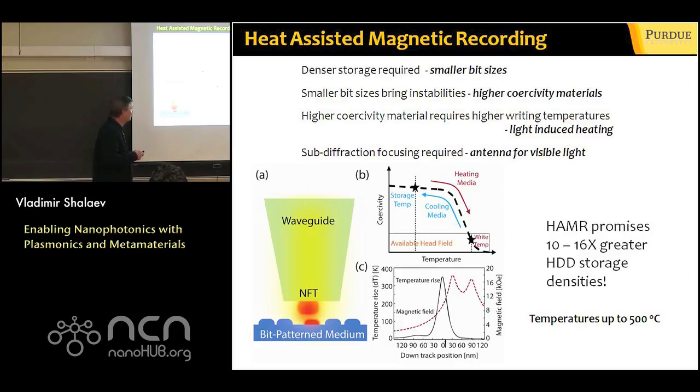For that, companies like Seagate and many others use optical fiber. It's of course an important business. You deliver light through optical fiber, and that works as an antenna, and you locally heat, drop coercivity, and record the information. However, since you locally heat, the temperature is elevated. And that's the problem. In principle, HAMR, heat-assisted magnetic recording, promises 10 to the 16th times greater storage densities.